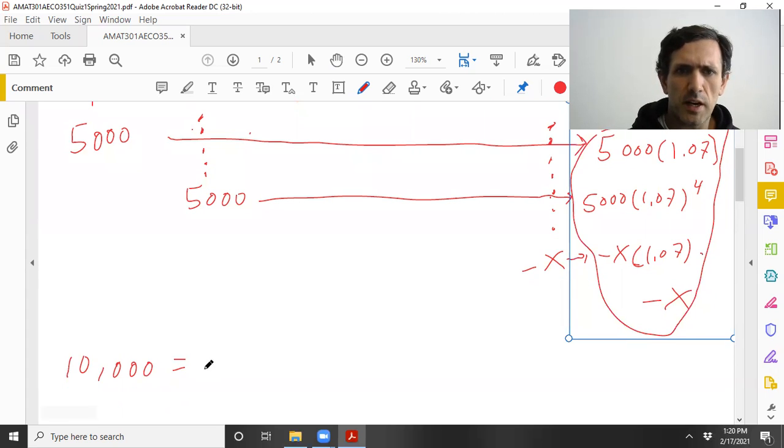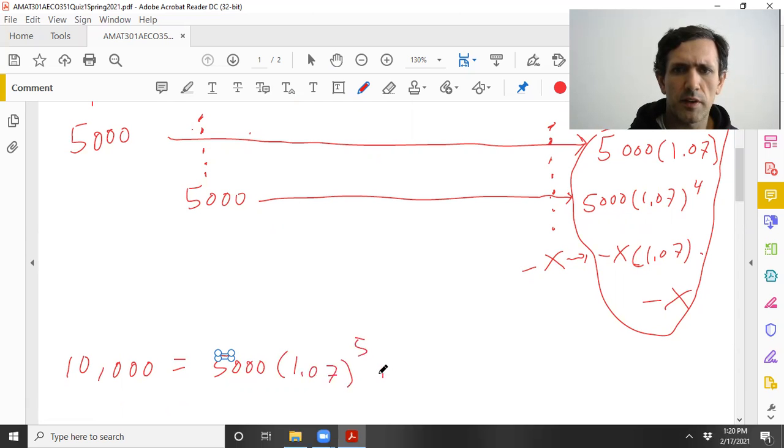So you get 5,000 times 1.07 to the fifth, plus 5,000 times 1.07 to the fourth, minus, maybe I'll move the 1.07 in front of the X, it looks a little neater.